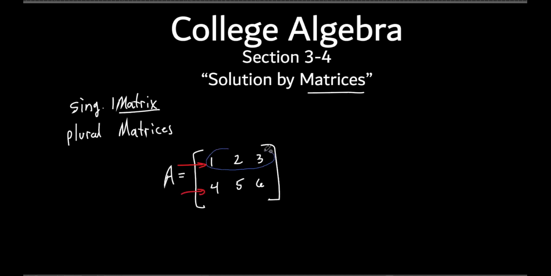See this group of numbers right here and this group of numbers right here? Those are called the rows of the matrix. That's a row, that's a row. Everybody got that? And then this one, and this one, and this one, these are all called, what do you think? Columns.